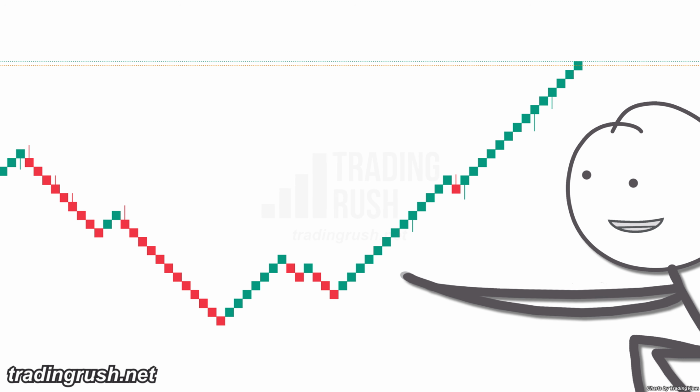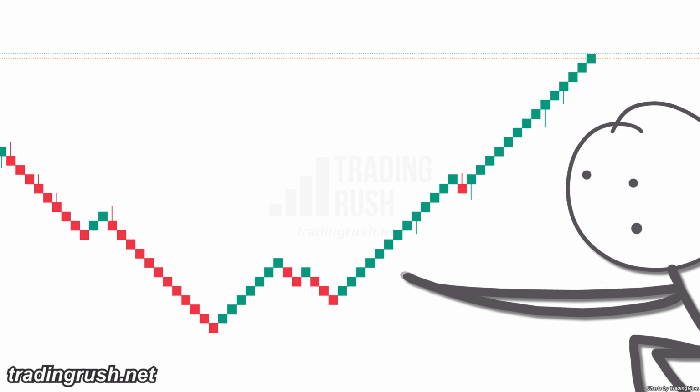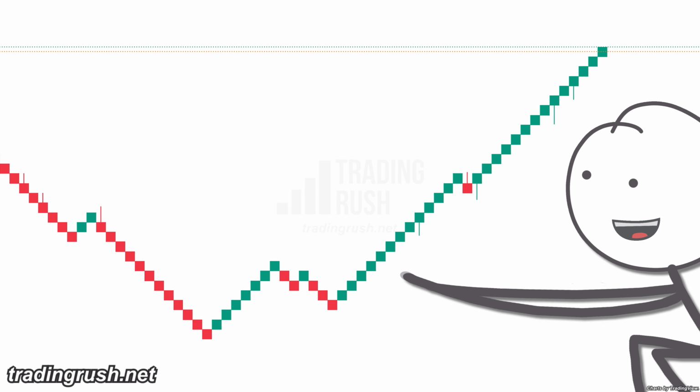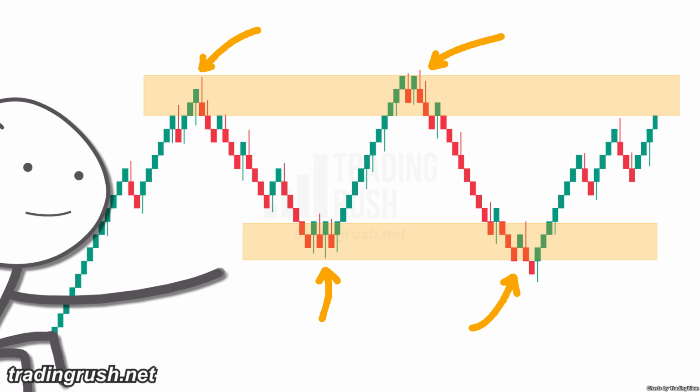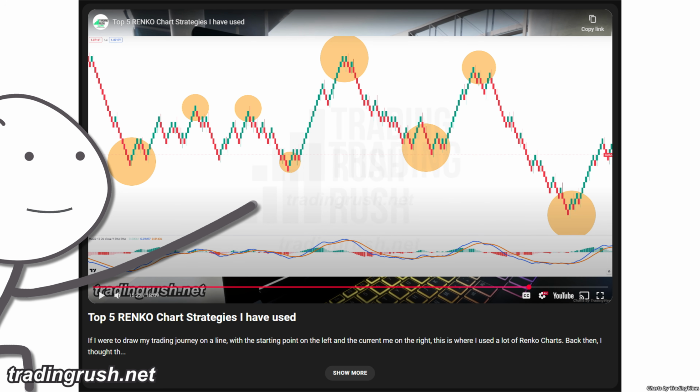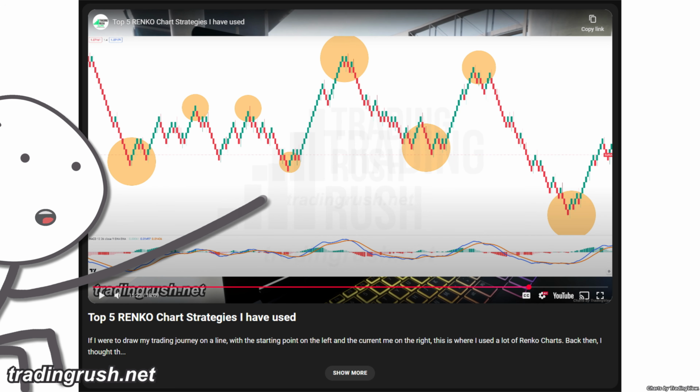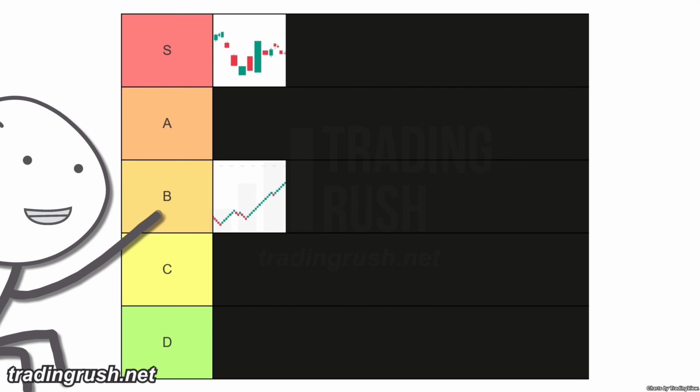Beginner me loved this clean chart, but I later realized that the movement it filters out is really important to see the strength and weakness of the price movement. So, I stopped using it later, but beginner me found it really helpful for identifying strong reversal points. If you have seen other Trading Rush videos, you probably remember that I recommended beginner traders to use Renko charts to draw support and resistance. They are very good for that job. So, I will put it in the B tier.